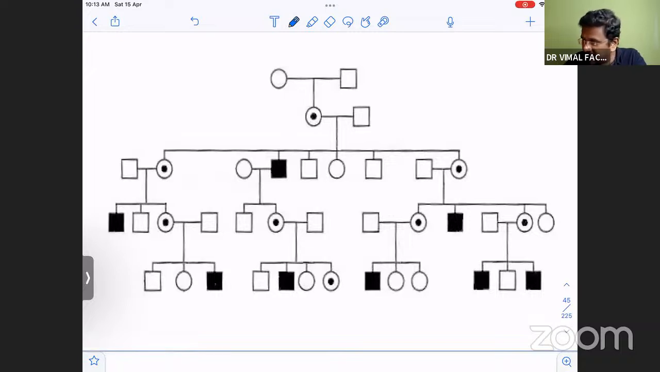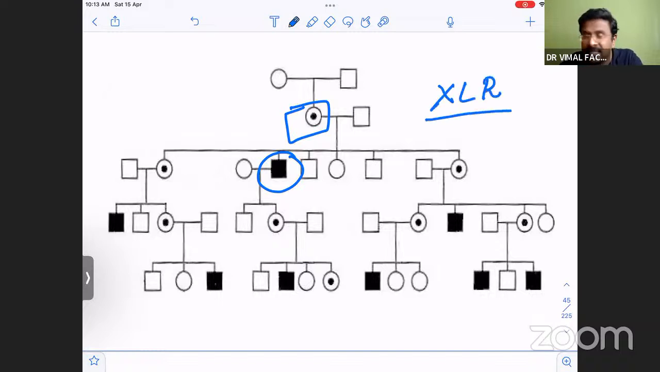See here, the females are carriers. See this pattern of pedigree chart. The females are carriers and the males are affected. So this kind of inheritance is called X-linked recessive inheritance. The affected female is not there. Only the affected male is there.